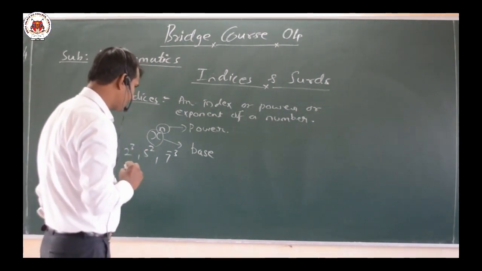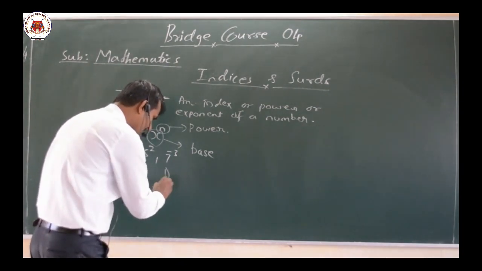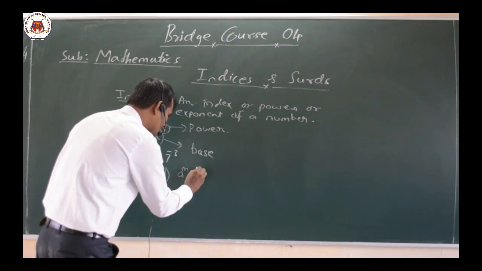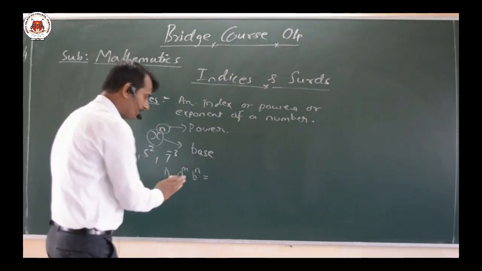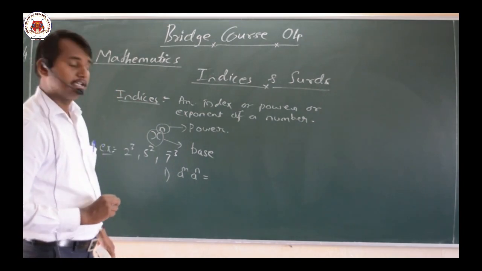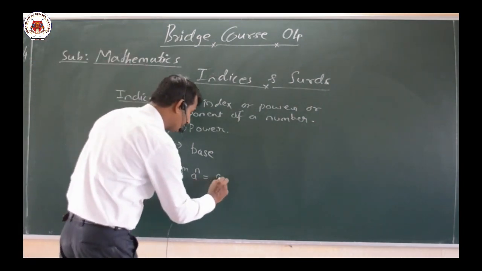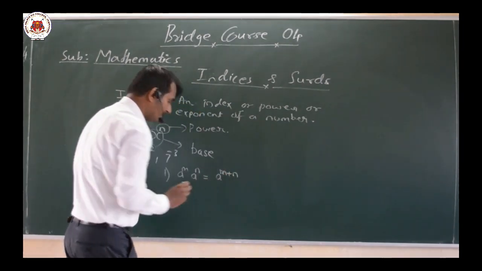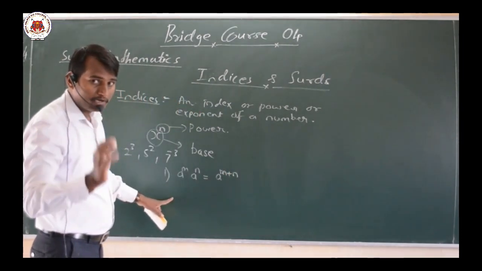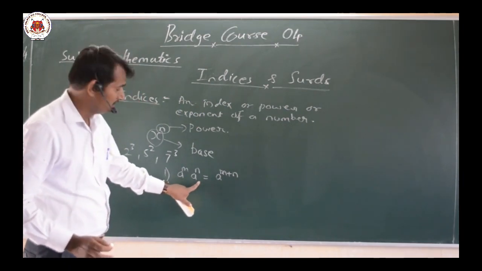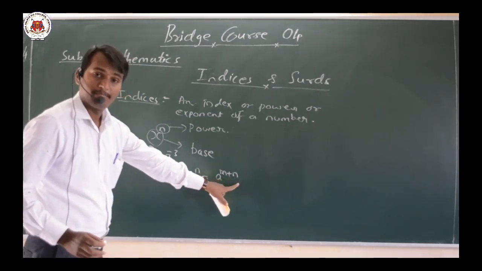Now what properties we are having? The first one is a raised to m into a raised to n, if the base are the same. a raised to m into a raised to n, that is nothing but here a raised to m plus n, we have m plus n. This is applicable only if and only if the base are same. Base means here both are a only, then we can write a to the power of m plus n.